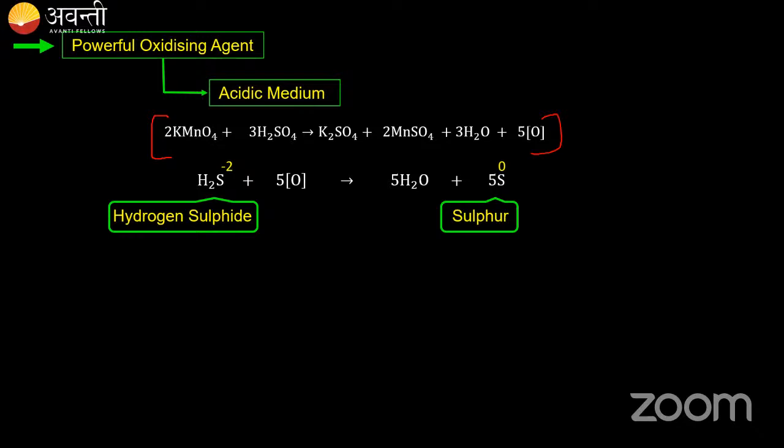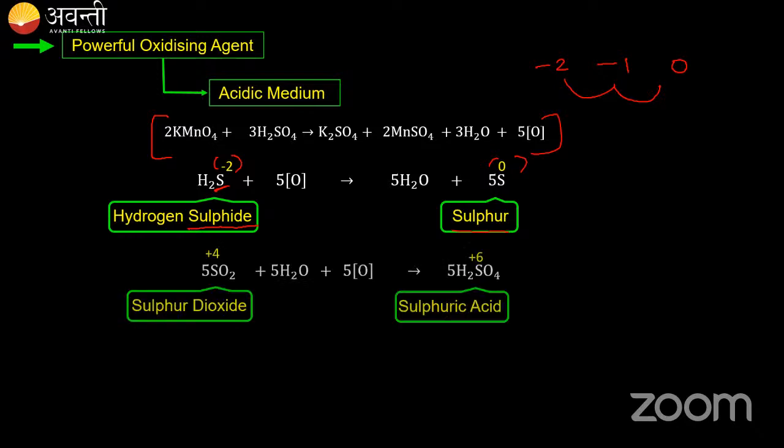Hydrogen sulfide is getting converted to sulfur. So -2 to 0 means it is moving towards the positive side, so it is oxidation. How many electrons are lost by this sulfide ion? -2, -1, 0, so 1 electron, 2 electrons. So 2 electrons are lost. Sulfide is getting converted to sulfur.